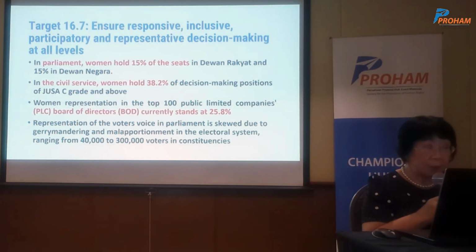But then the representation from all of us, the citizens, the representation of voters' voice in Parliament is skewed due to gerrymandering and malapportionment in the electoral system, ranging from 40,000 to 300,000 voters in constituencies. So it is a very unequal value of votes from the citizens.